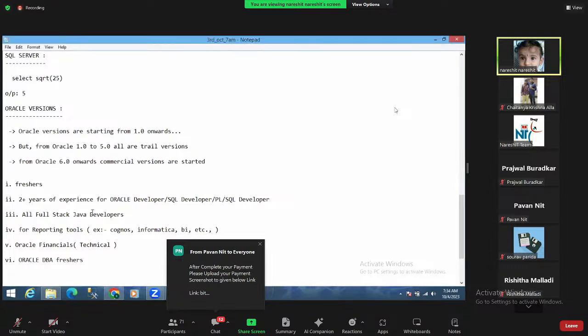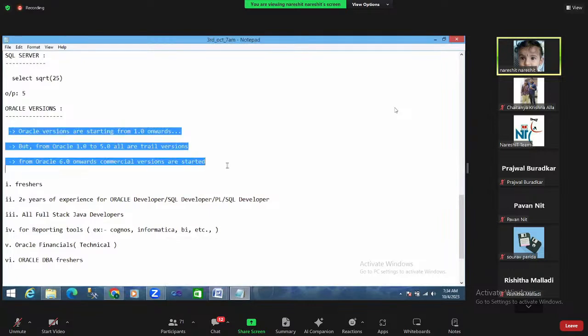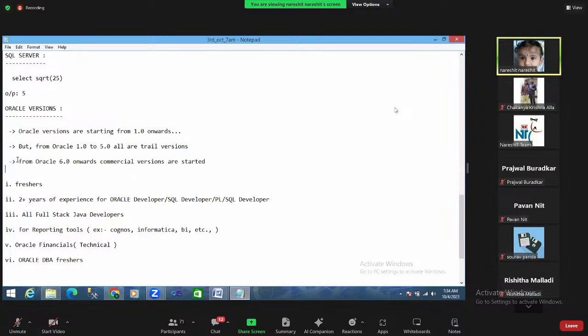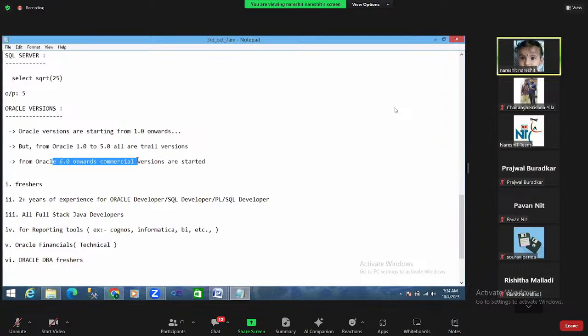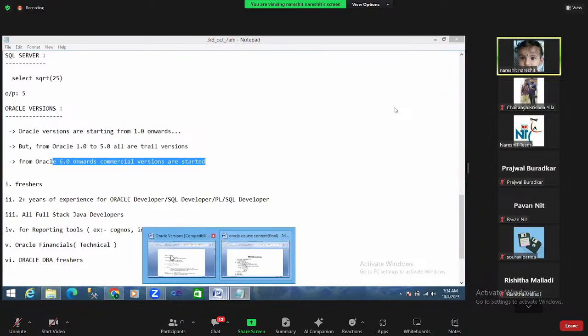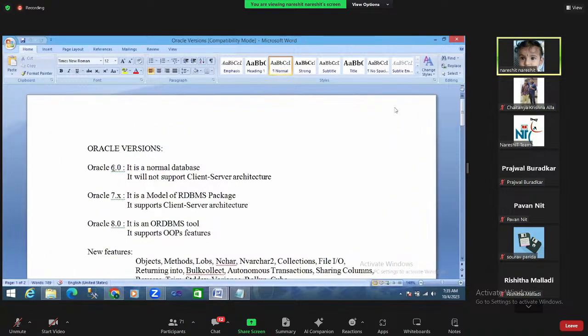Now we are discussing Oracle versions. From Oracle 6.0 onwards, commercial versions started. Oracle 6.0 is a normal database. It does not support client server architecture.